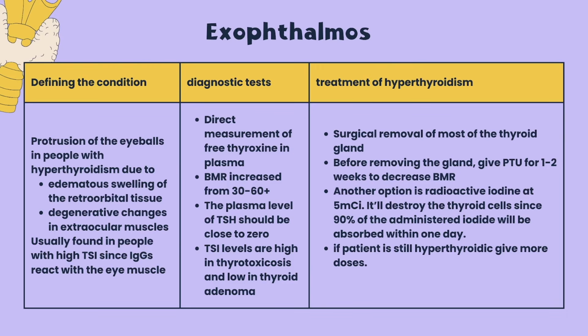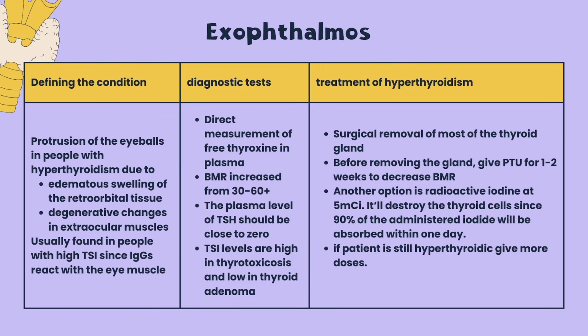If the TSI levels are high, then that's going to tell you the cause of the exophthalmos is thyrotoxicosis, so it could be Graves' disease. And if it's low, it could be an indicator of thyroid adenoma. So two things cause hyperthyroidism, and we're going to differentiate between them using TSI.